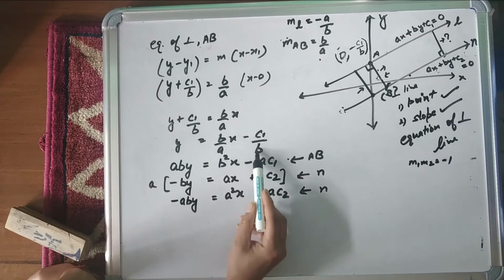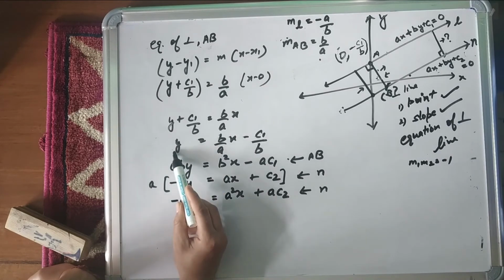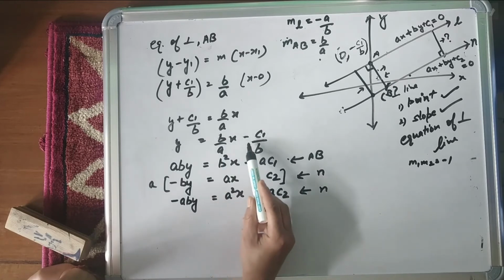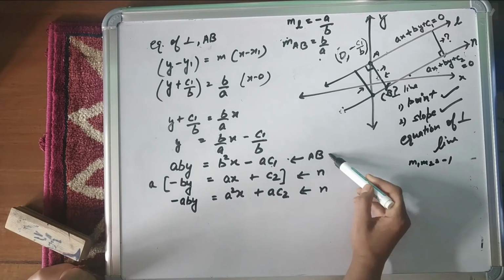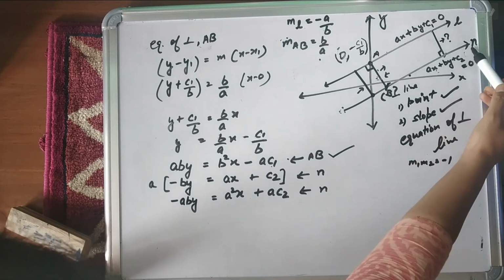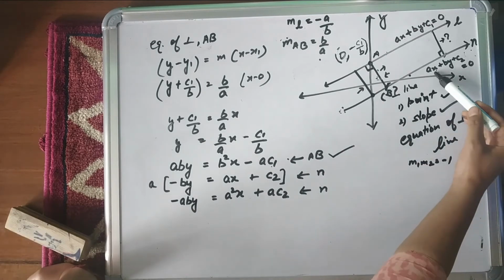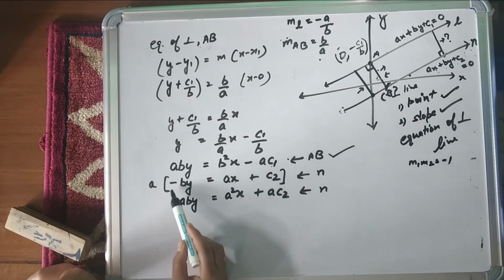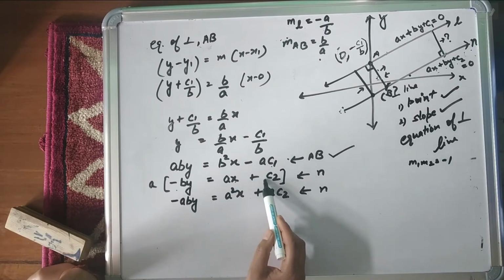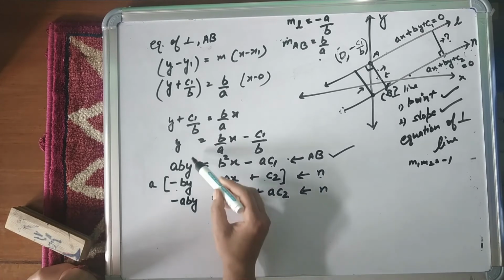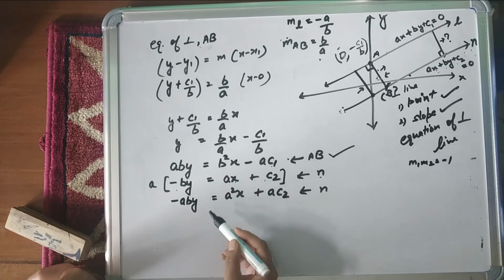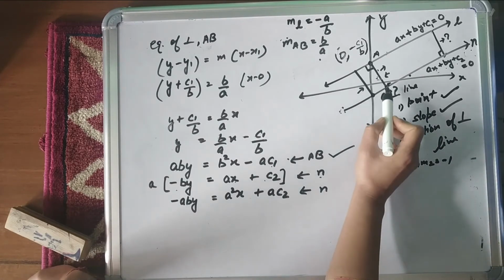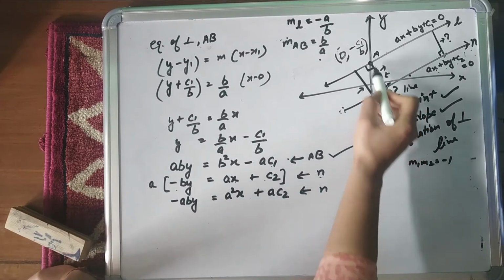So I just took the LCM, a b, shifted it there, and here it is b square x, and it is minus a c1. So this is my line AB, and my line N is ax plus by plus c2. So by I shifted to that side, plus c2 is here. This is the equation of N. Now I'll use the elimination method to find out the values of x and y. That's my purpose now. I have to find this point so that I can apply the distance formula.